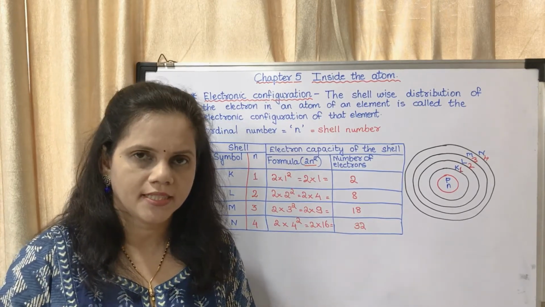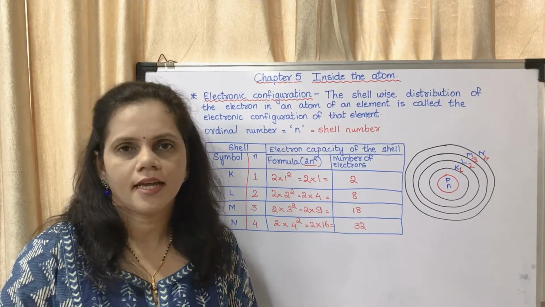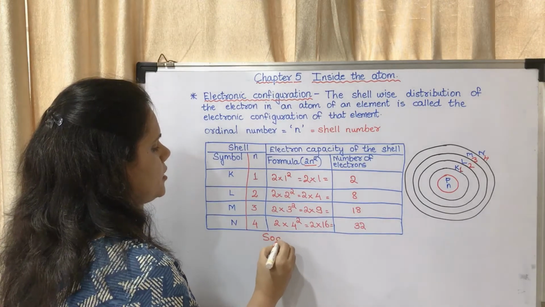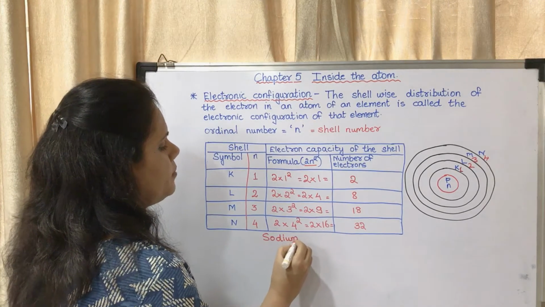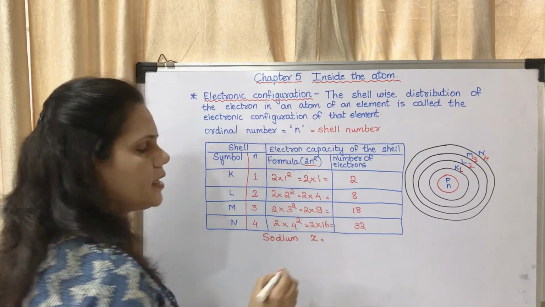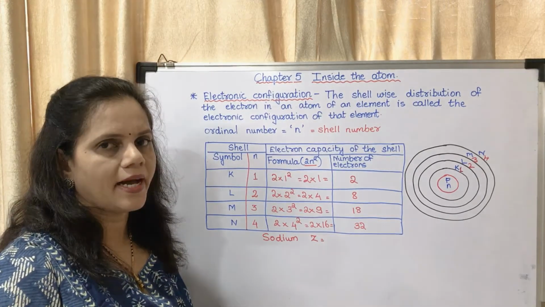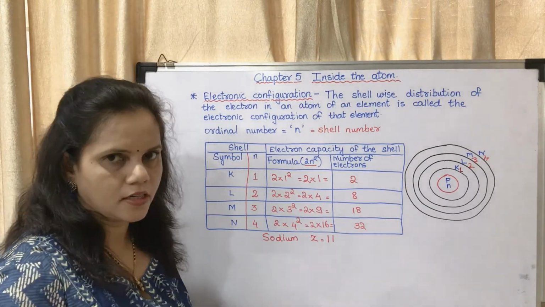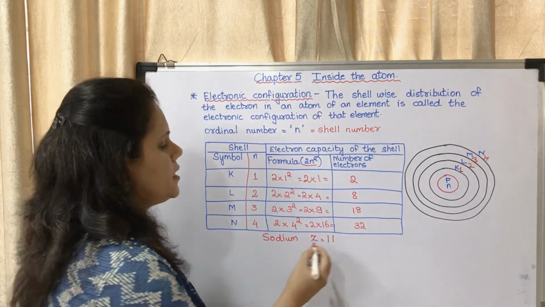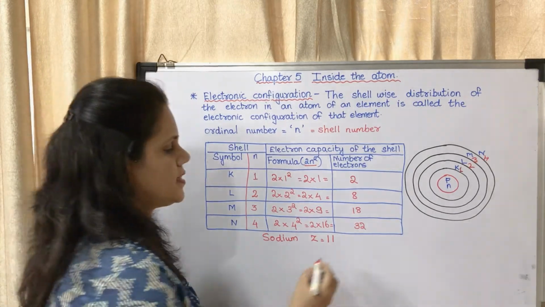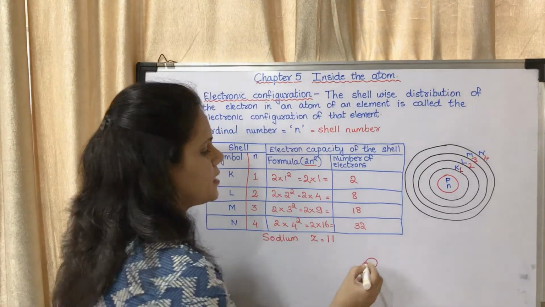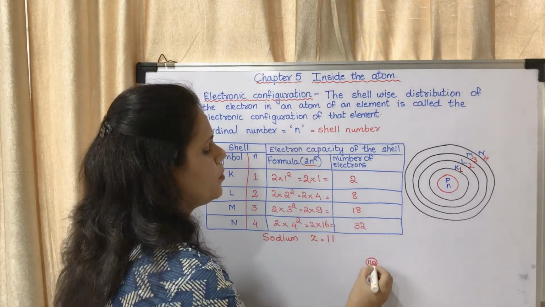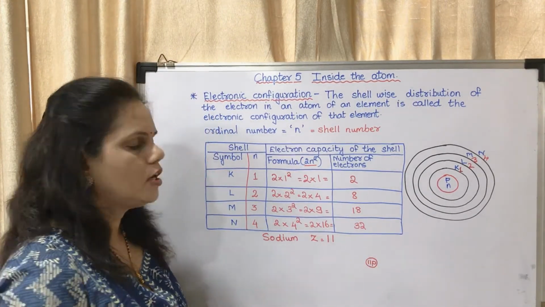Now I'll show you an example. I will take the element sodium. Consider the example sodium. The atomic number, you know, is denoted by Z. The atomic number of sodium is 11. Now how many shells does it have? We will see. This is the nucleus of sodium. It will contain 11 protons.